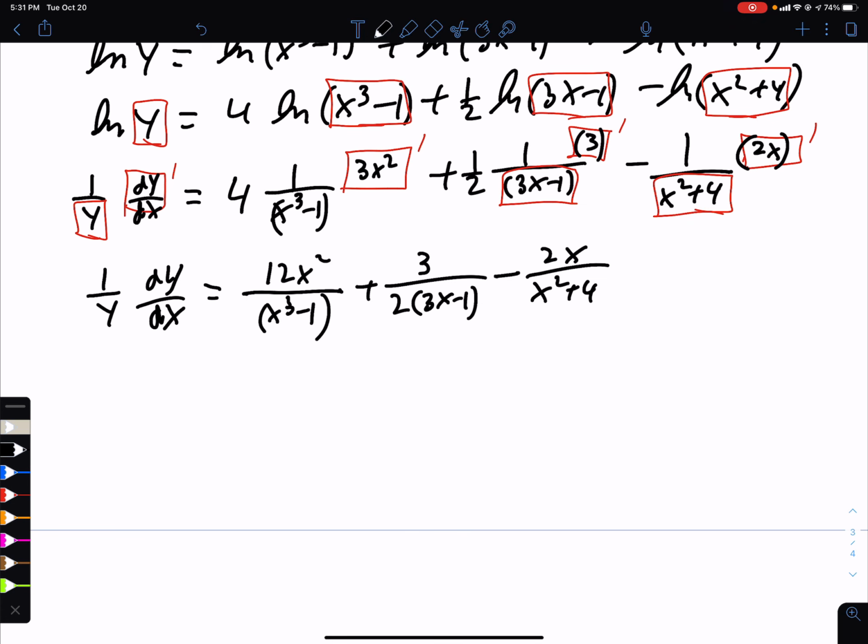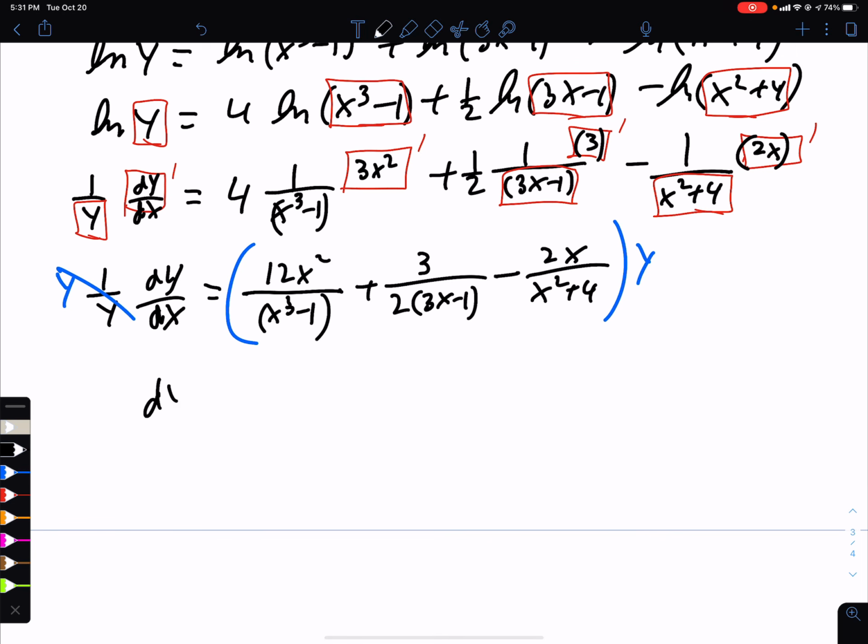We're almost done. Except what are we trying to find? We're trying to find dy/dx. We don't want the 1 over y. So we should multiply both sides by y. Why? Because we want to get rid of it.